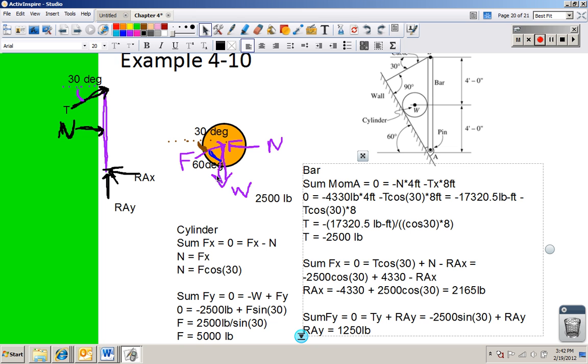Alright, so now we know everything we need to know about the external interactions and forces in our system.